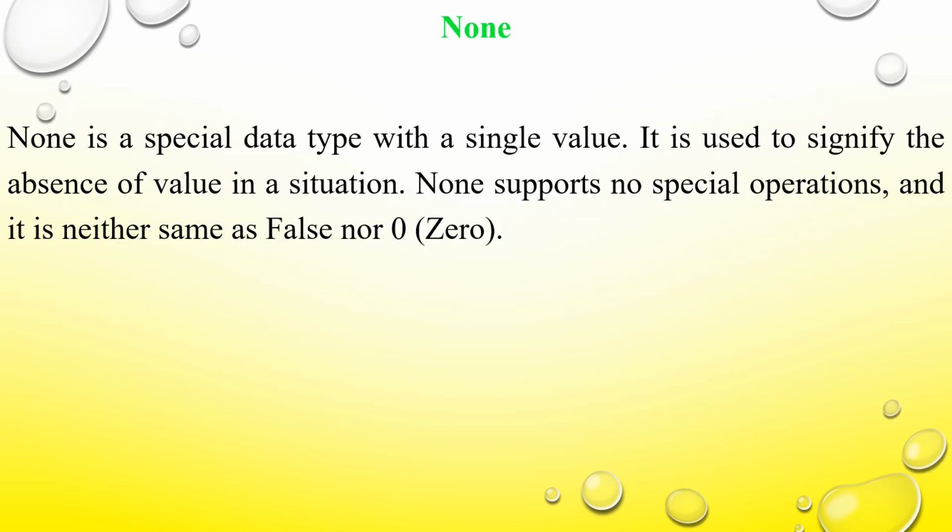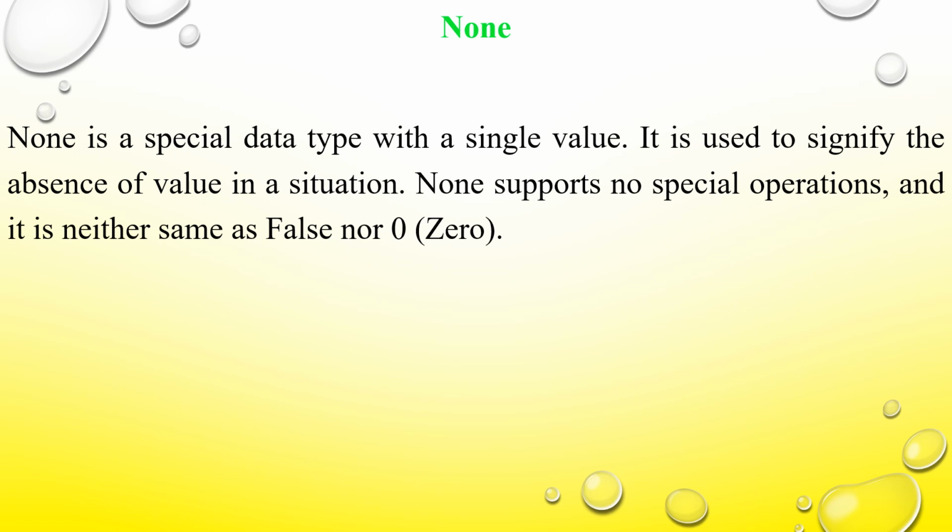None is a special data type with a single value in the Python programming language. None is a value which is given to a variable. And why do we use the none value? The none value is used to signify the absence of a value in a situation.